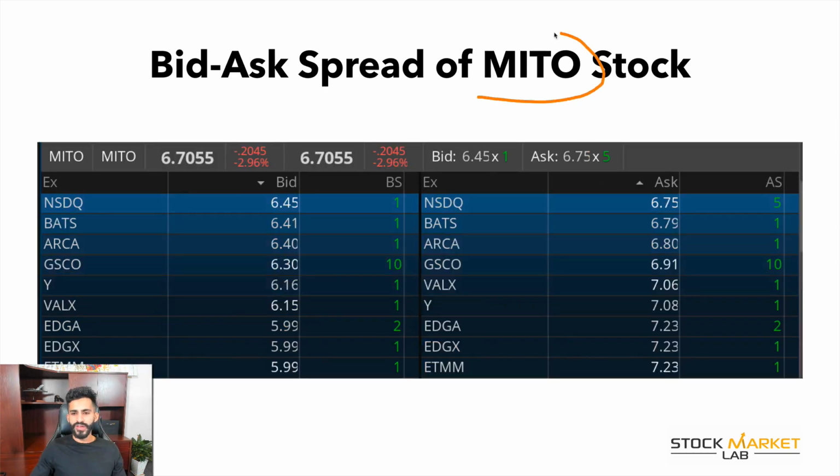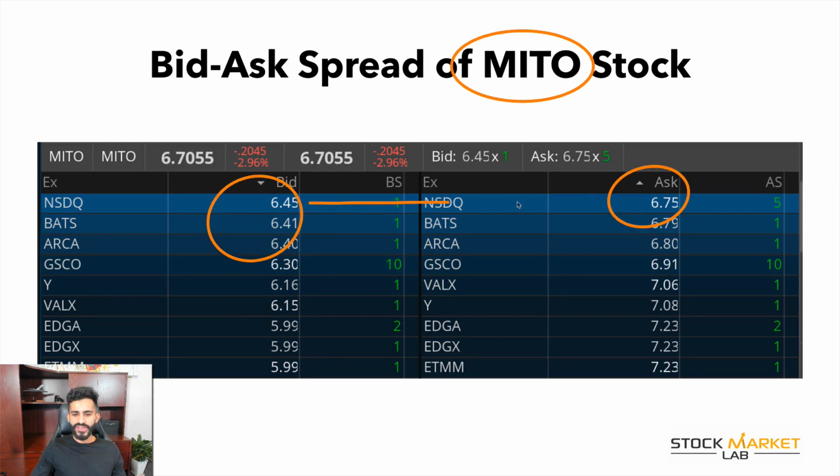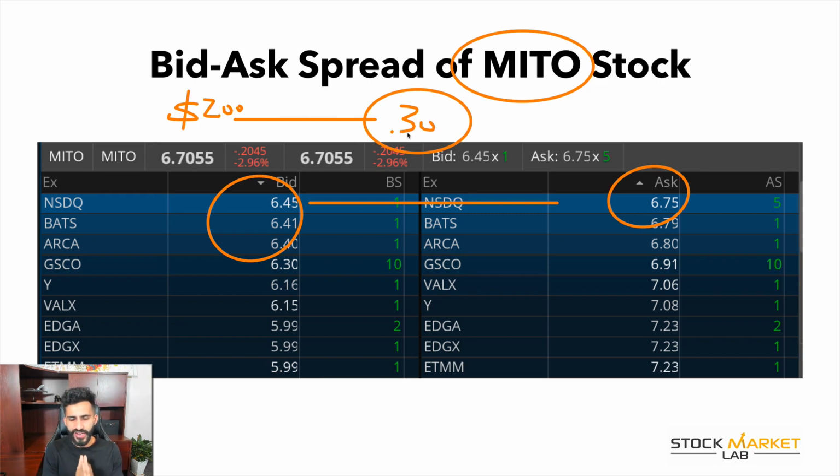All right, now we're going to look at stock MITO. If you take a look at the bid and the ask, you can see there's a 30-cent spread on this stock. A 30-cent spread on a $6 stock is very different from a stock trading at $200. If Apple had a spread of 30 cents, that wouldn't be a lot. But if you apply the same 30 cents to a stock trading at $6 or $5 or $4, there's a big difference, because those 30 cents add up and end up being a lot of money for a stock valued at a smaller number.